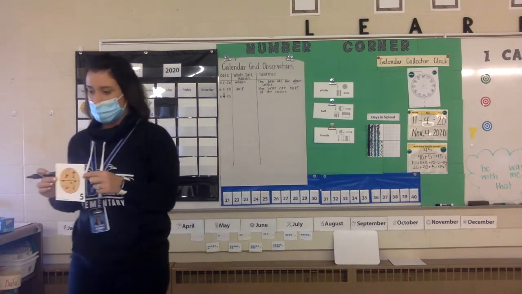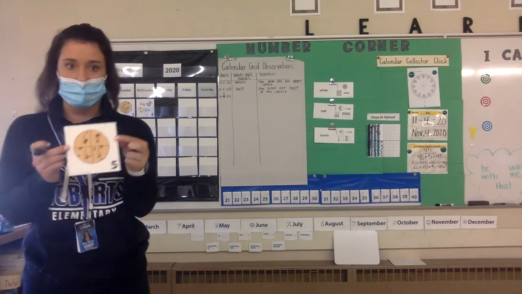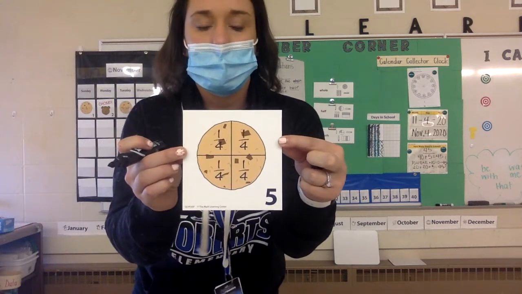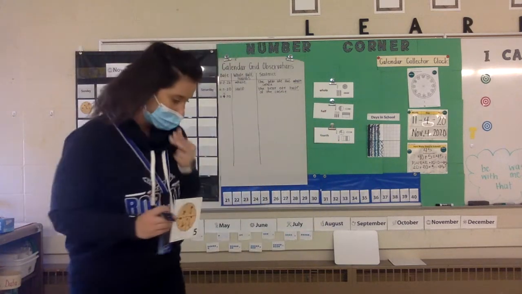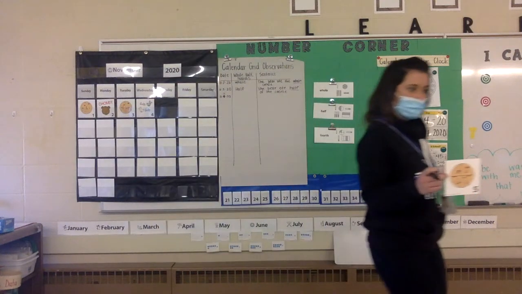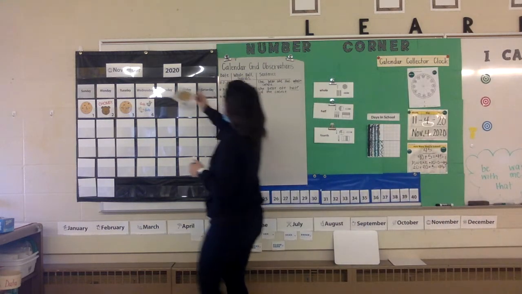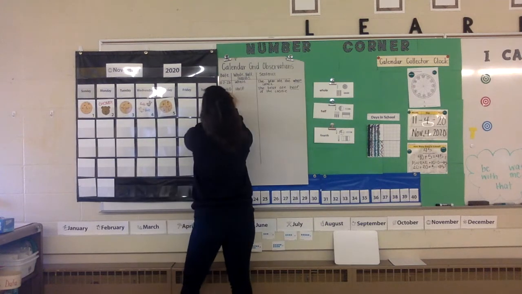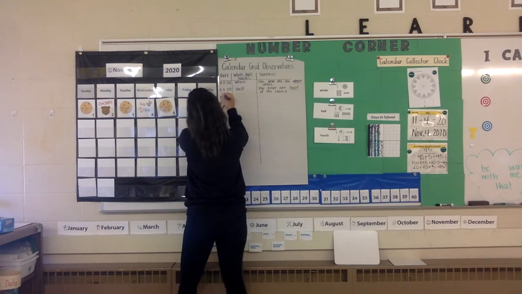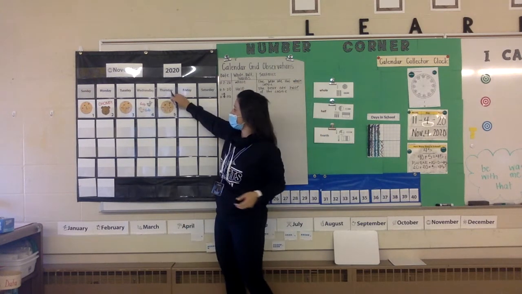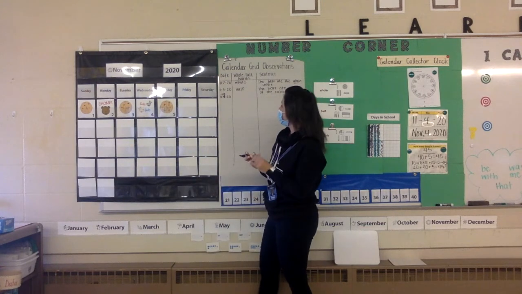So I want you to think about it. What do we call this kind of cookie? What do we call this? Do we call it a whole, a half, or a fourth? I want you to raise your hand and tell me. So I'm going to change this back to a fourth. So this was my mistake. Yesterday, when I was doing number corner, I forgot to write in here.